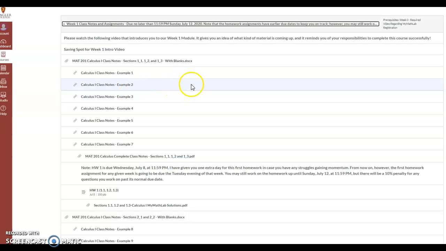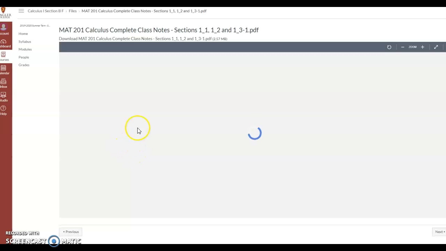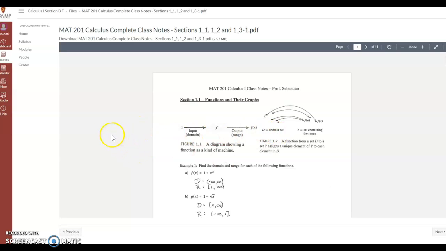I just want to give you a quick overview of the type of material you're going to be reviewing and or learning in this first week. The first homework, homework 1, goes from sections 1.1, 1.2, and 1.3 in our book. Chapter 1 is really pre-calculus info that's important to review. So I'm going to open up each section real quick and give you the big picture.